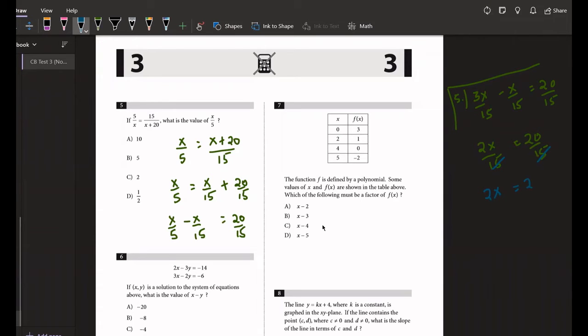2x is 20. You divide by 2 on both sides. x would be 10. Since you want x over 5, you divide by 5 on both sides. 10 divided by 5 is 2. So your answer is 2.